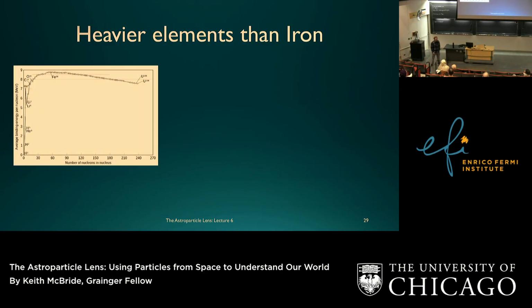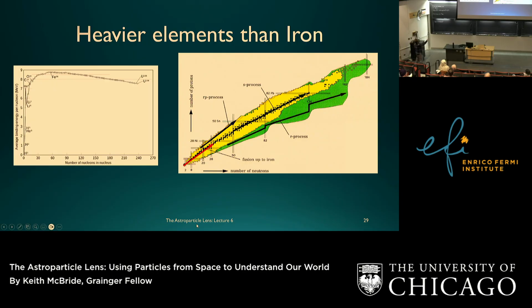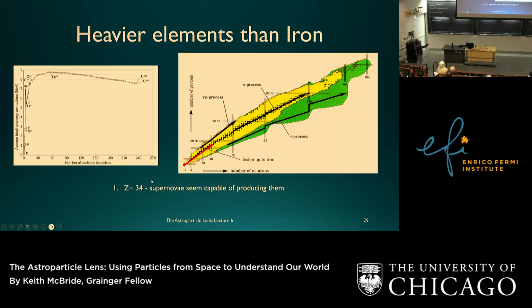But we also can get heavier elements than iron in cosmic rays, right? And to produce those heavier elements, not in cosmic rays, just in general, you have to go past that iron-56 nucleus. And so what we think is possible with supernovae is that when they explode, they can fuse and make elements that are higher than charge of about 34, right?